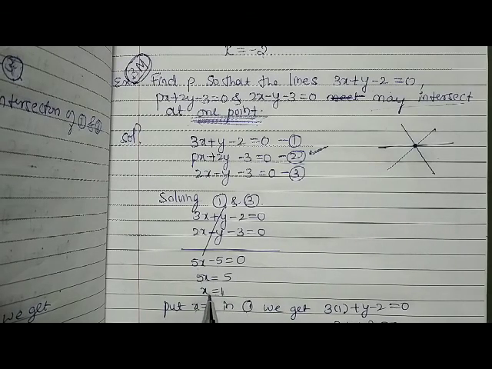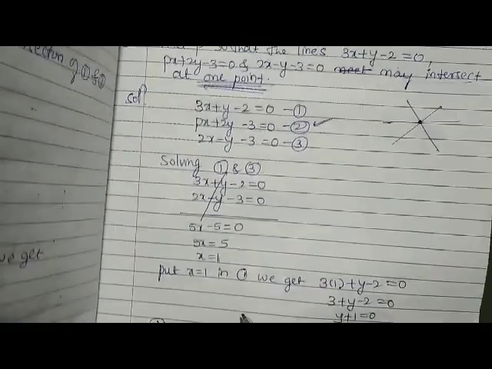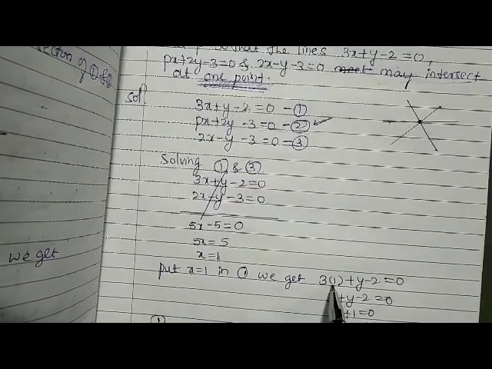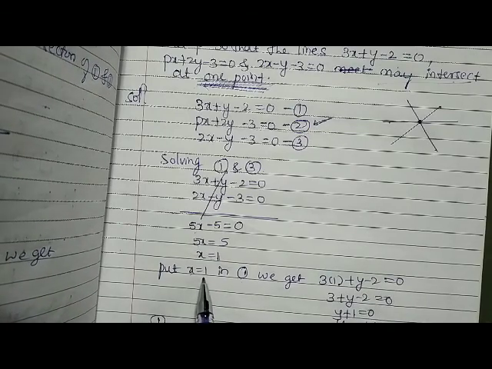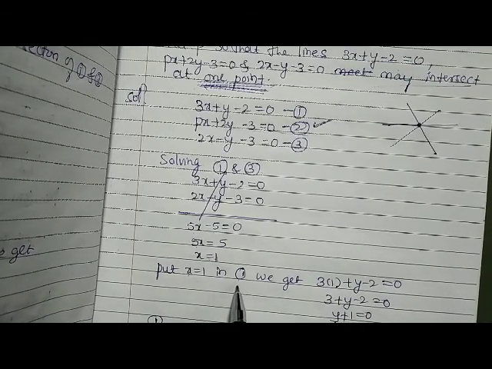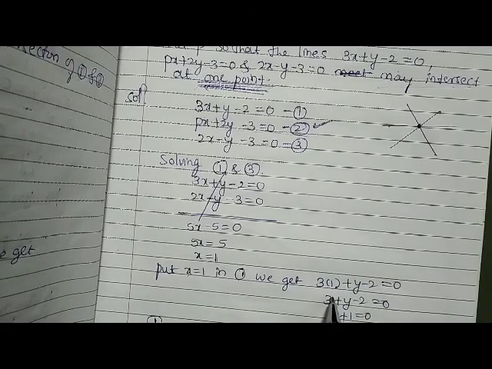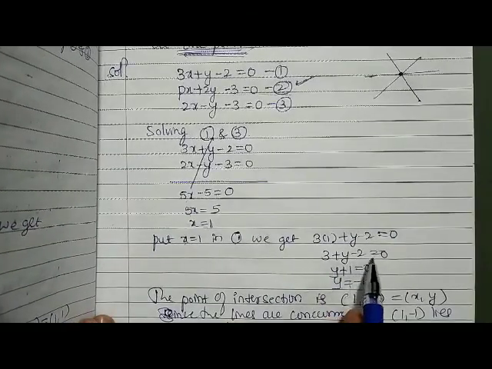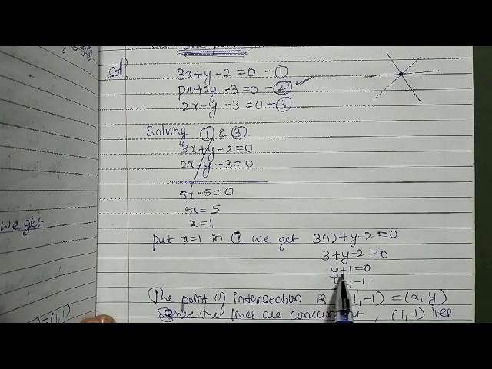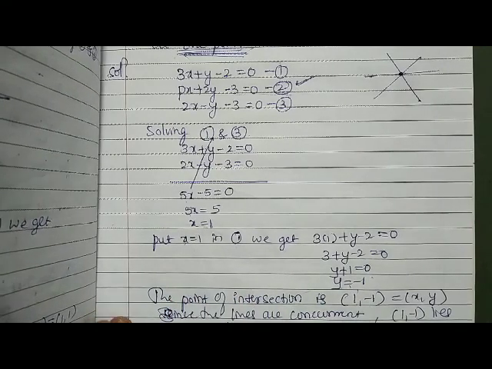So substitute x is equal to 1 in any of the equations to get y. Substitute x is equal to 1 in equation 1. Therefore, we get 3 into 1 plus y minus 2 is equal to 0. 3 plus y minus 2 is equal to 0. Therefore, y plus 1 is equal to 0. Therefore, y is equal to minus 1. Therefore, the point of intersection is 1 comma minus 1.